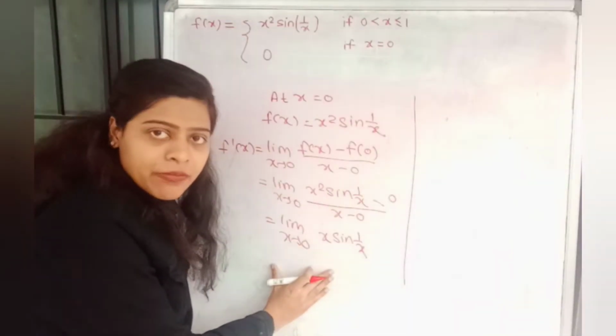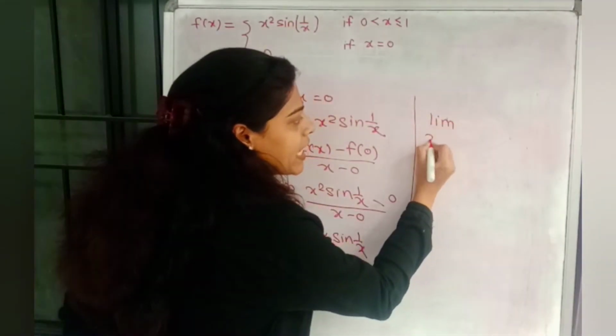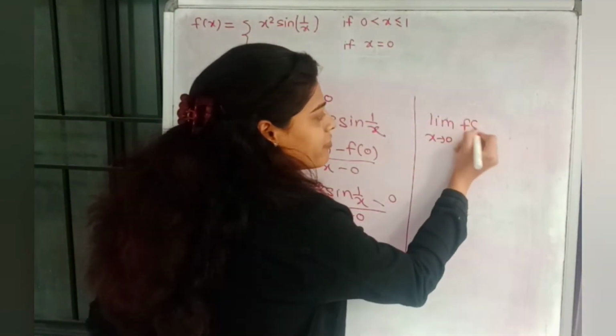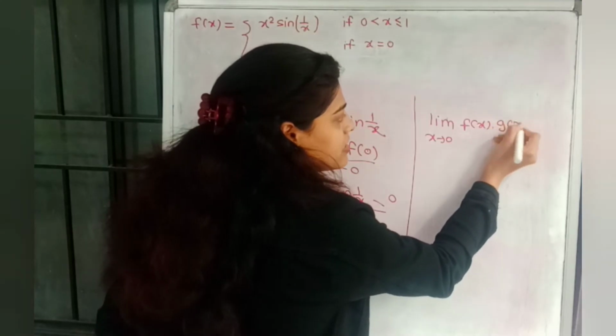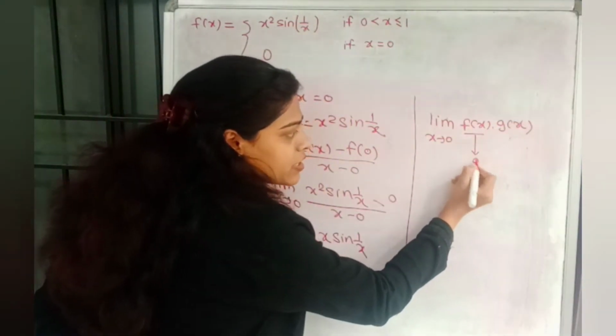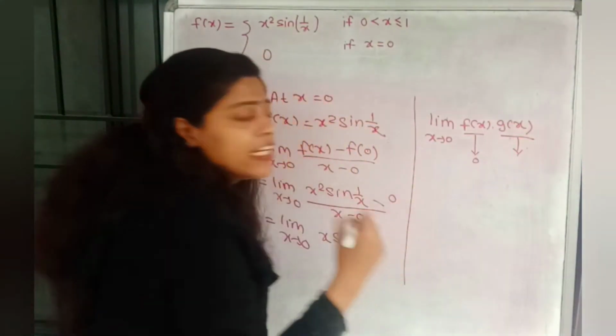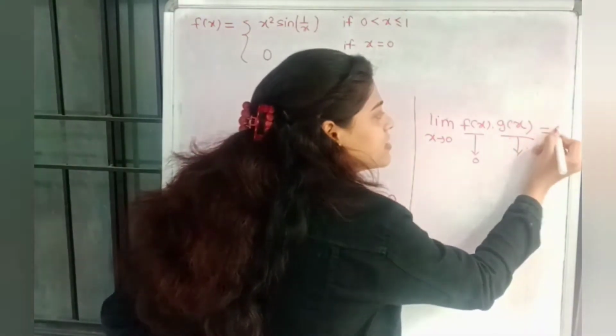Now to find the limiting value of this function, we are going to use one formula: limit as x tends to 0 of f(x)g(x), such that when x tends to 0, f(x) tends to 0, and g(x) oscillates, then that term will give us the answer 0.